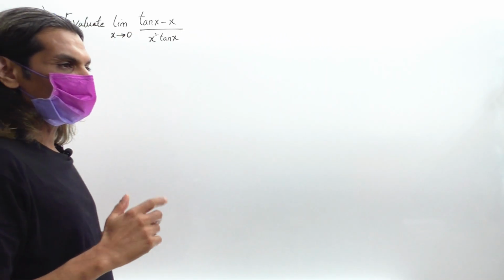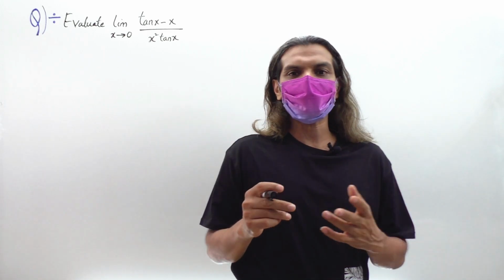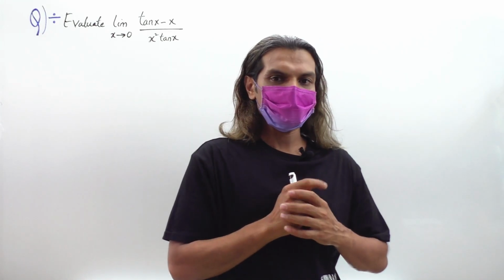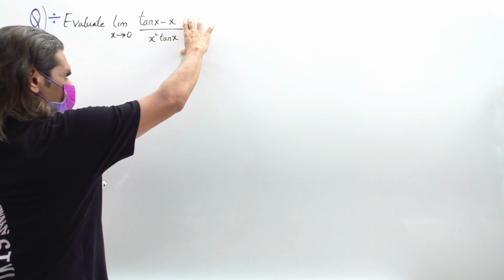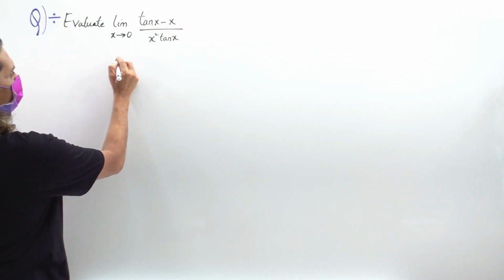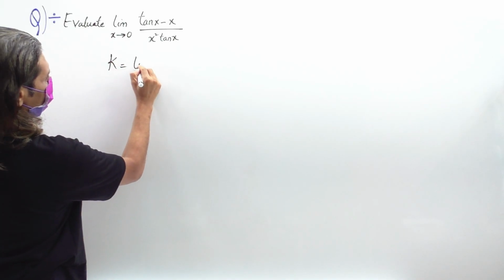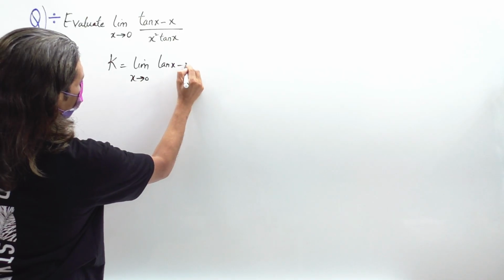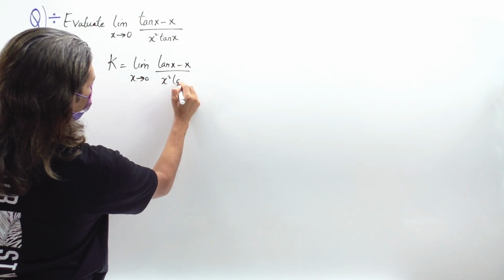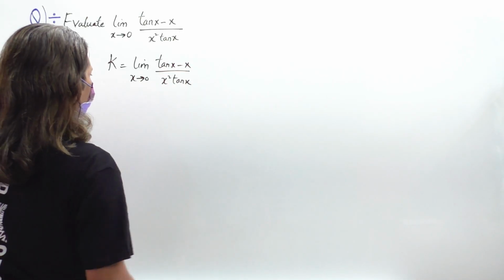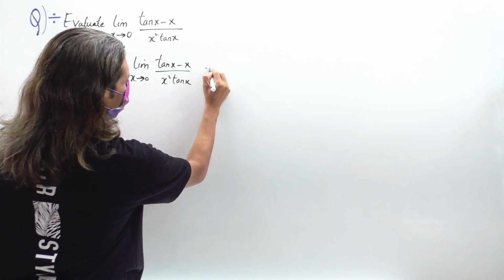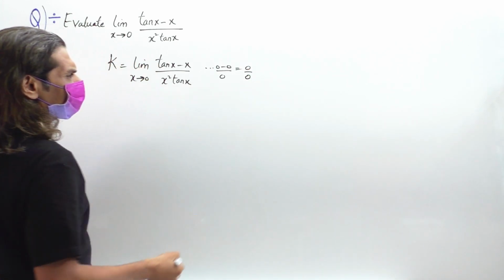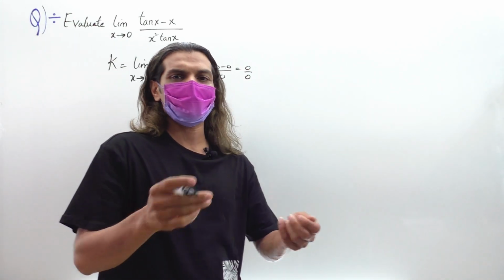So what is the first thing we do when we encounter any problem of indeterminate form or L'Hospital's rule? We assign k first. That's the first condition. So you see this is a fraction, that's one. Then we assign k is equal to limit as x tending to 0 of (tan x minus x) whole divided by x square into tan x. Now if we apply the limit here, it will be 0 minus 0 whole divided by 0, that is 0 by 0. So we can apply the L'Hospital's rule happily.